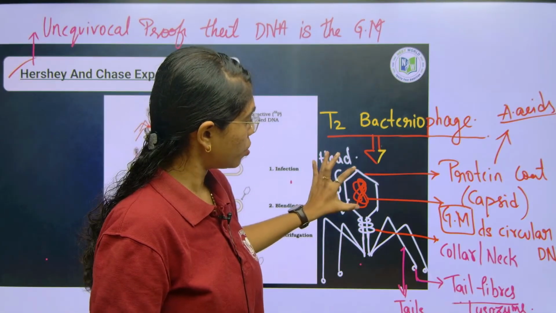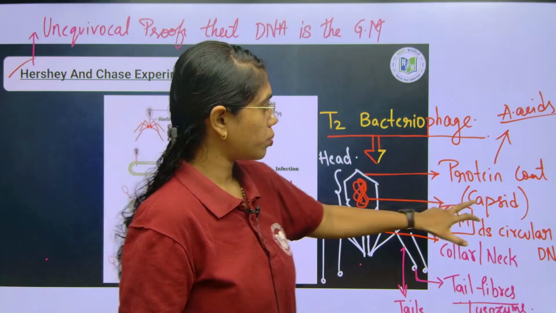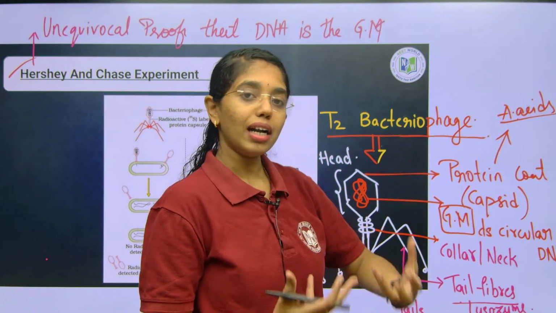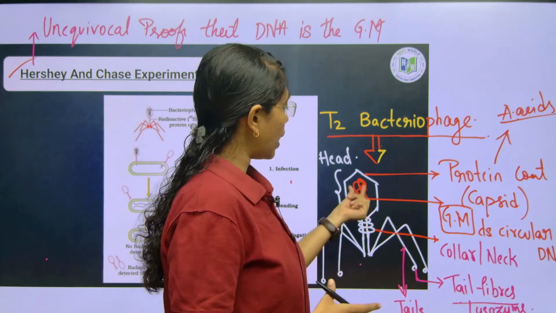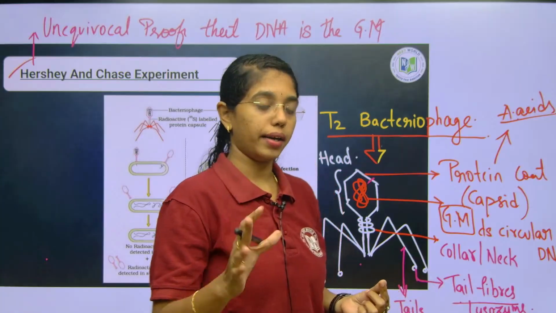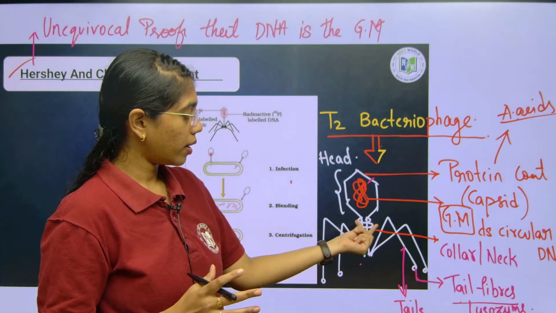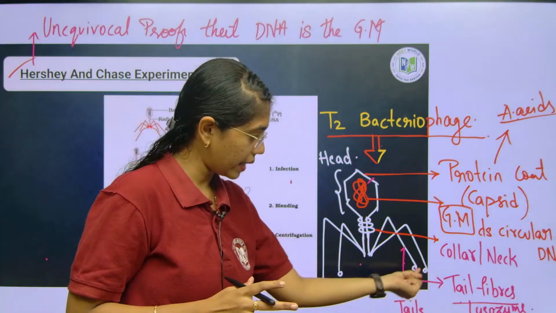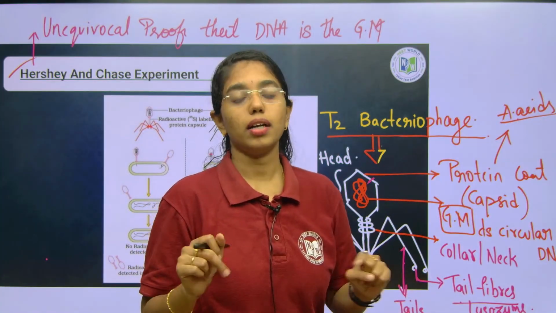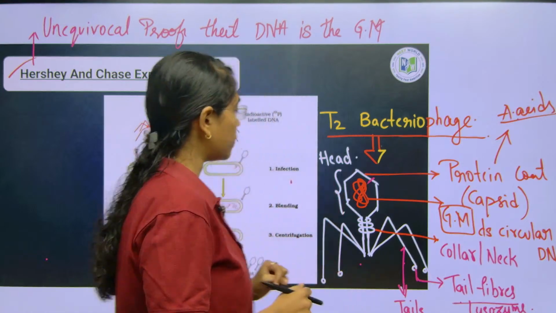In the head region you have a protein coat which is made up of amino acids. We address this as capsid. It contains all types of amino acids, inside which you have genetic material, which is double stranded circular DNA, and then the collar or neck, and tail fibers. At the end you have lysozyme. This lysozyme will disintegrate or disrupt the bacterial cell wall.